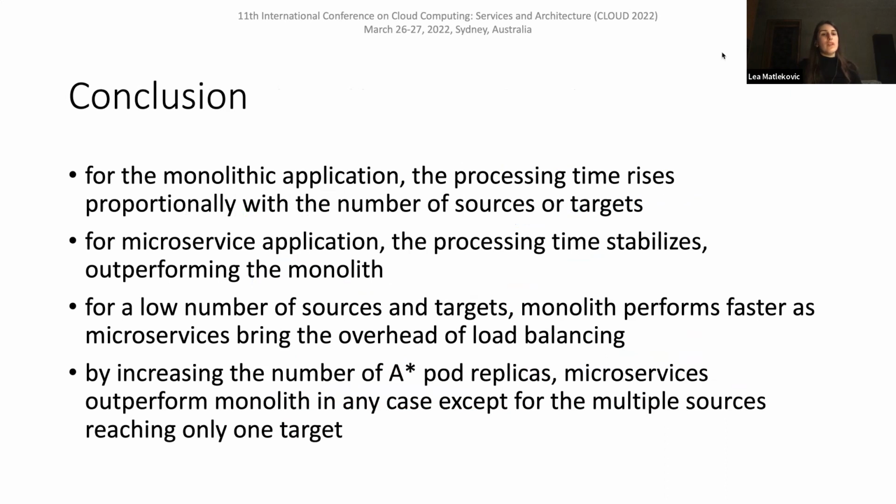To conclude, in the end, we showed that migrating to microservices actually impacted the route calculation performance, and it is faster with microservices. Although for a low number of sources and targets, the monolith performed faster because of this overhead of communication. But when we increase the number of A-star pod replicas, microservices outperformed the monolith.